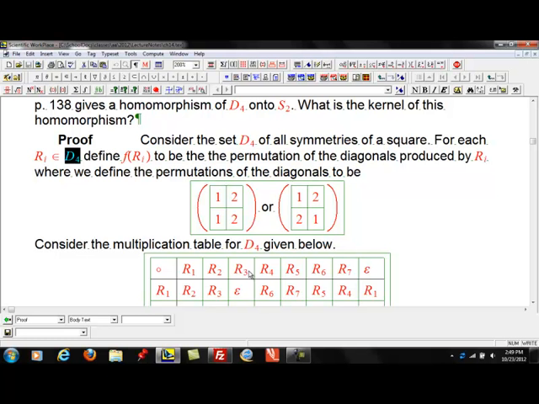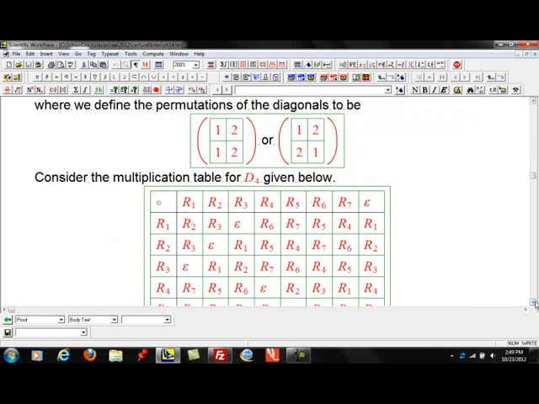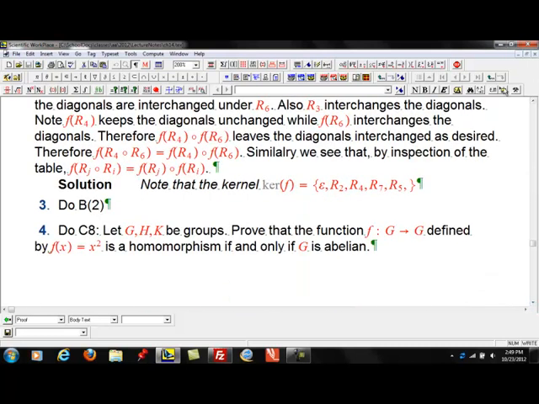Go back to the kernel. The kernel is whatever, under those operations R1, R2, R3, R4, up to R7, leaves the diagonal unchanged. So if you look at R1 in the picture, R1 takes 1 to 2, takes 2 to 3, takes 3 to 4, and it takes 4 to 1.